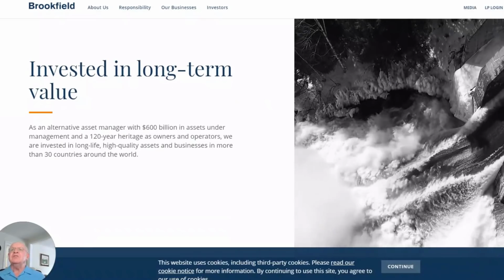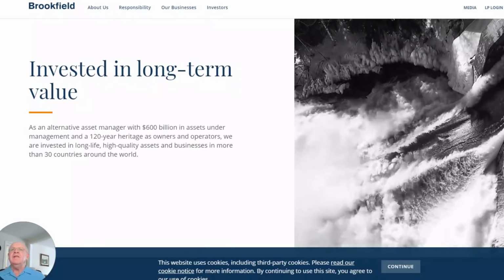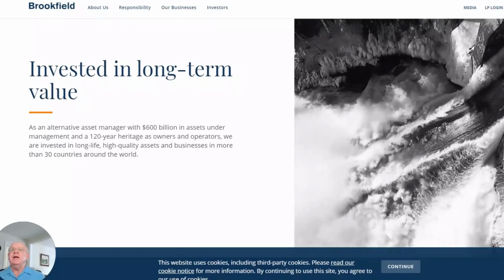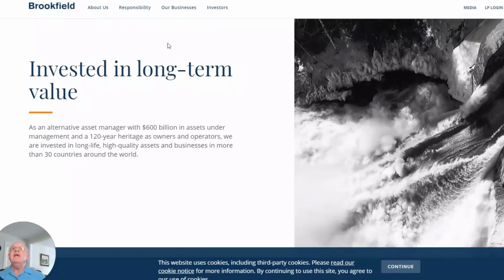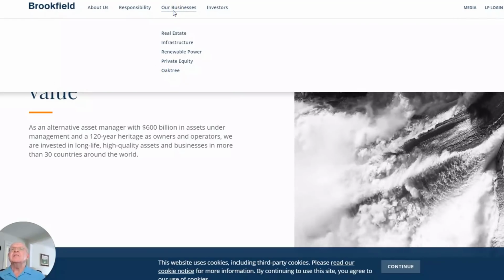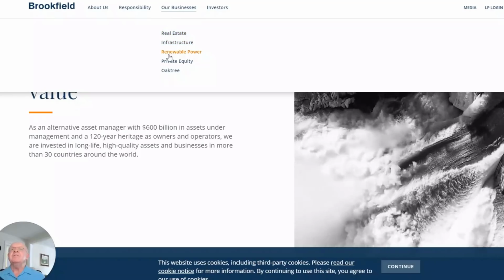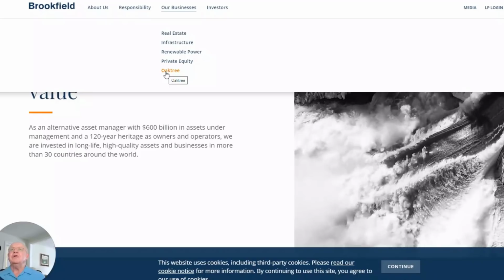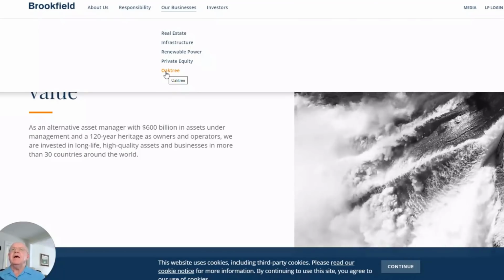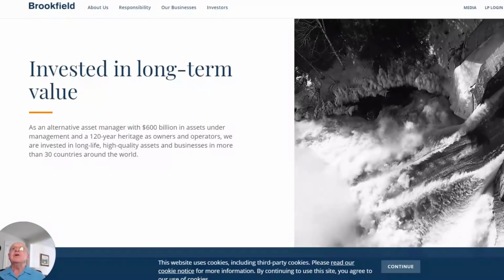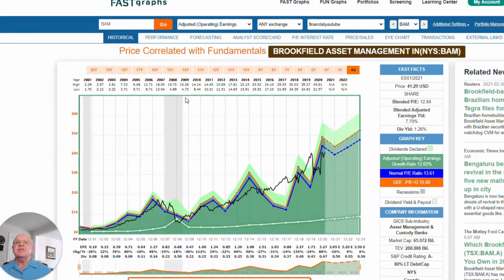Now, they call themselves an alternative asset manager. They have $600 billion in assets under management and a 120-year heritage as owners and operators. They also like to invest their own money alongside many of their businesses, and they invest in real estate, infrastructure, renewable power, private equity, and they also own Oaktree, which is a very credible private asset manager, a registered investment advisor that has a really good long-term track record. So this is a very interesting company.